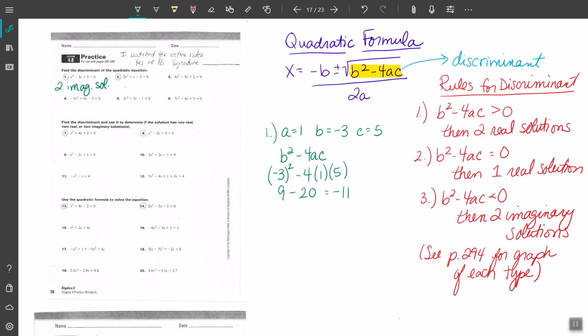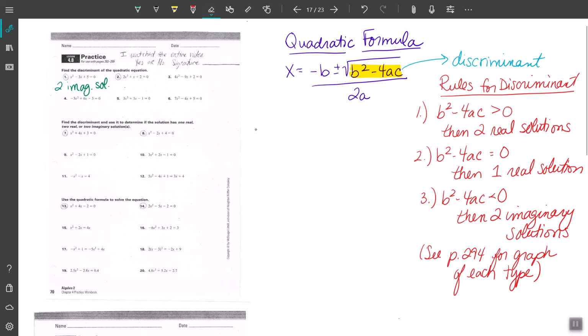And you can see a picture of what a graph would potentially look like that has imaginary solutions on page 294. They show you it's not going to hit the x-axis. It's going to be above the x-axis. It won't have any x-intercepts. And so you can at least get a visual of that. Make sure you check out that page.